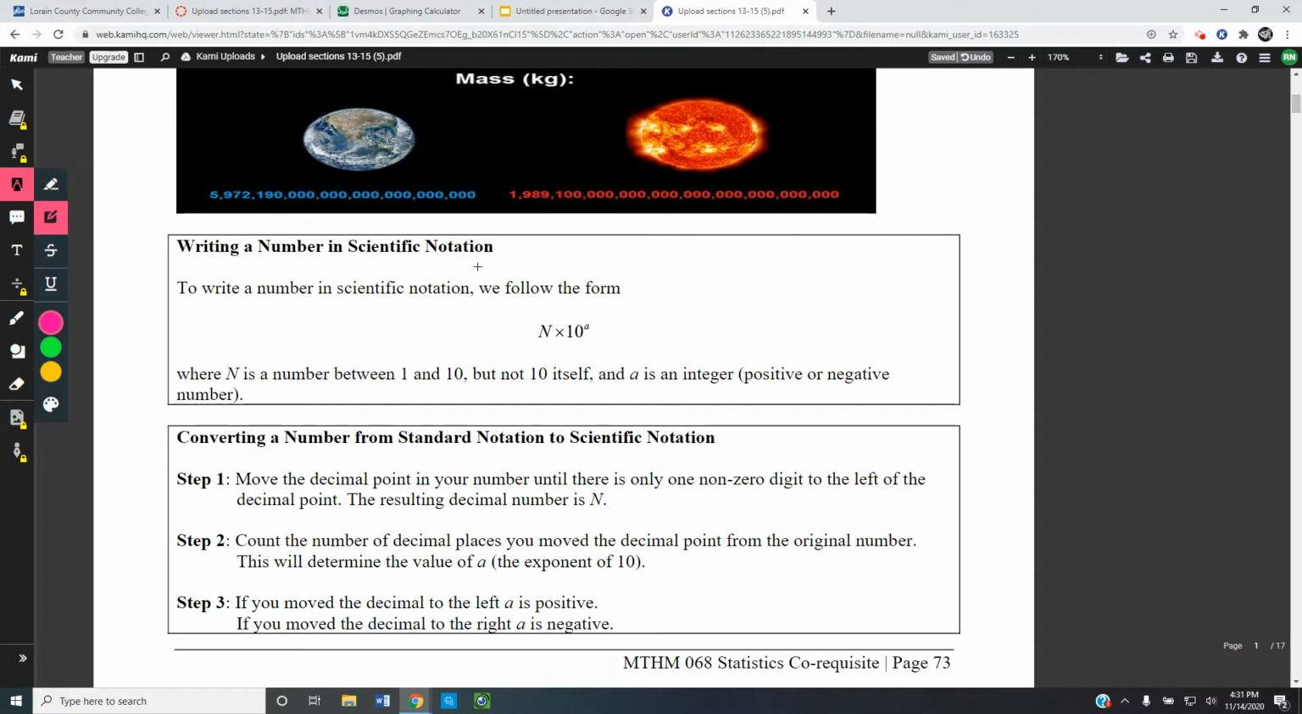To write a scientific number will always fall into this particular form: N times 10 to some exponent A. It says where N is a number between 1 and 10, so it can be no smaller than 1. It cannot be a 0, nor can it actually be 10 itself. It has to be between 1 and 10. It's allowed to be 1. It's not allowed to be 10. Another way I like to say that is it's a single-digit number, where A is some integer, and that integer can be positive or negative.